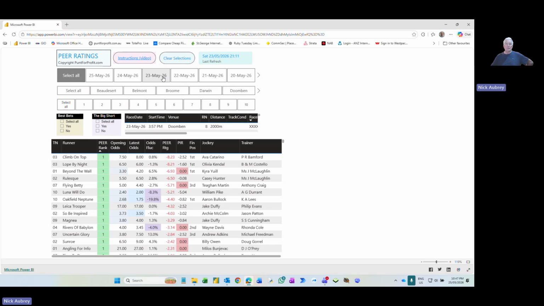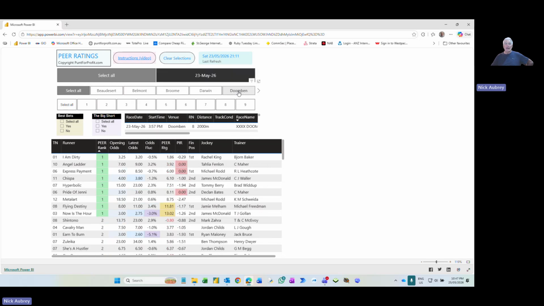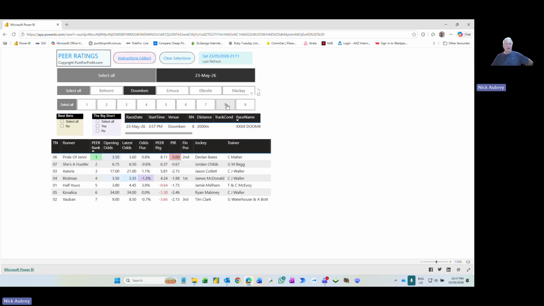So the 23rd of May was an interesting race day. It featured the Doomben Cup. So let's look at Doomben. By clicking on Doomben, let's look at Pride of Jenny's race to see what went on there, and I'll explain the various colour codes that I've got for my ratings. So here's the Pride of Jenny race.